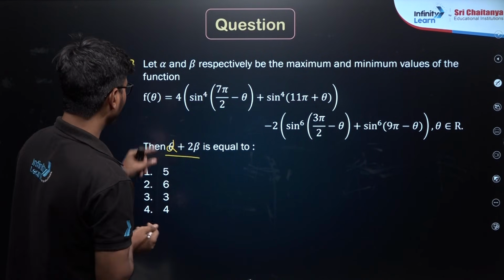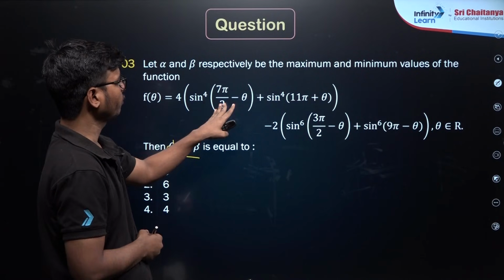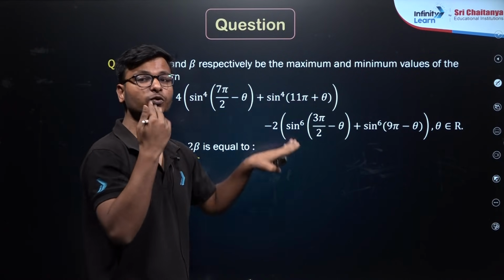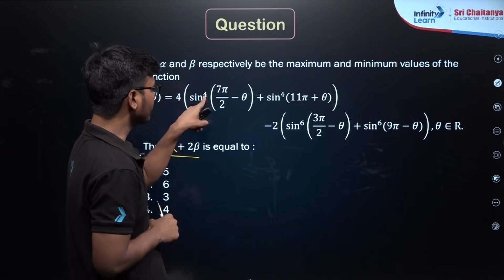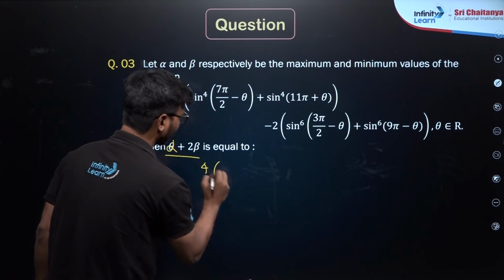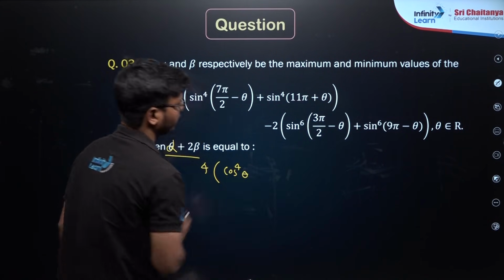Now if you observe, we are given f of theta equals 4 times sine to the power 4 of (7 pi by 2 minus theta). 7 pi by 2 minus theta means it is going to change to cos theta, but the sign is not going to change. Why? Because there is an even power. So we are going to have 4 times cos to the power 4 theta, correct?